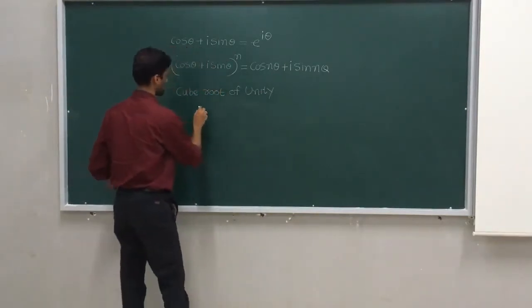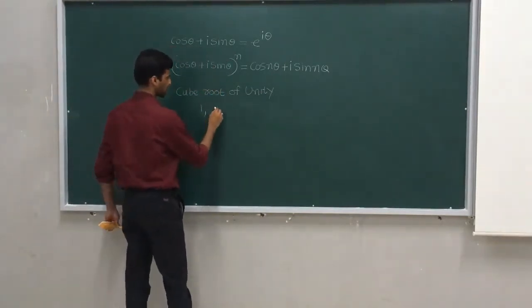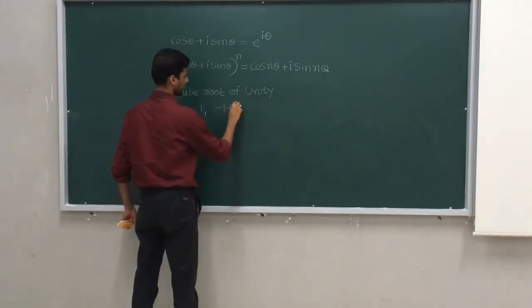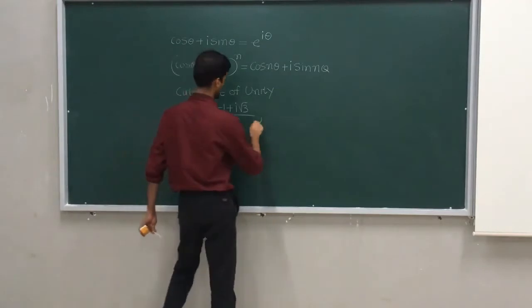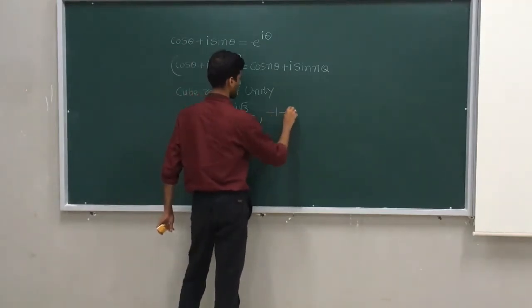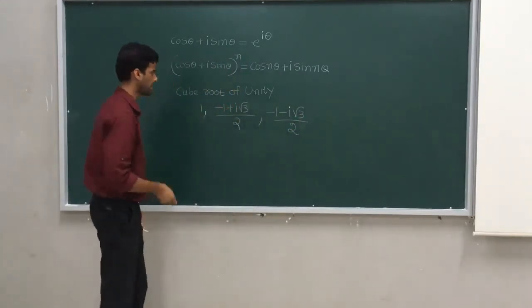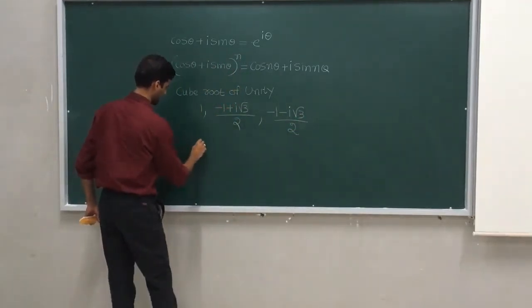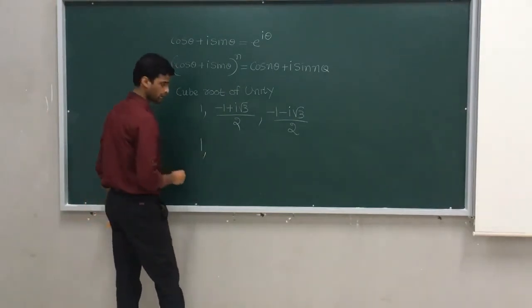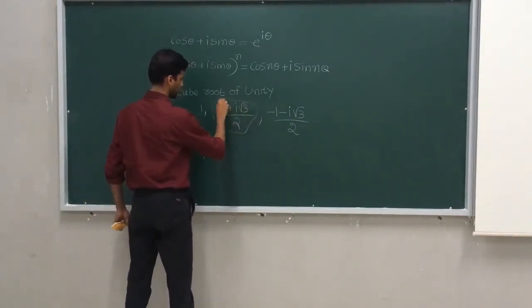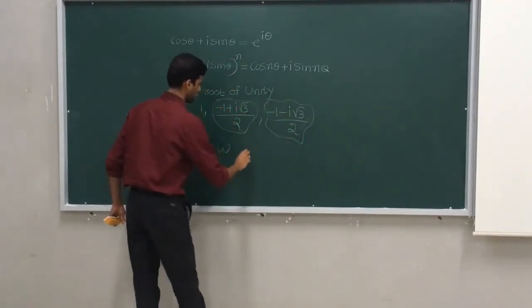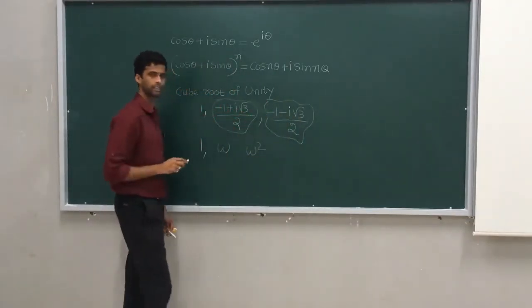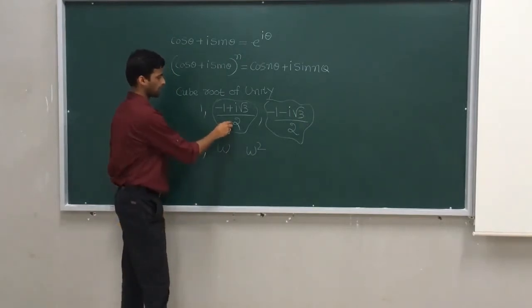The first cube root of unity is 1. The second cube root of unity is minus 1 plus i root 3 by 2. The third one is minus 1 minus i root 3 by 2. They are called cube roots of unity. They are written shortly as 1, omega, and omega square. You just check: if you square this omega, you will get this answer.